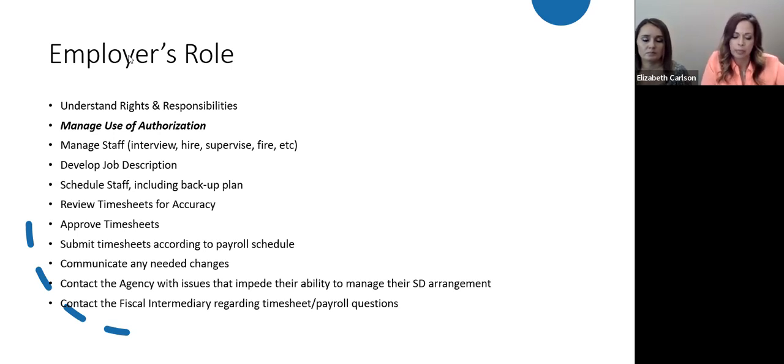So that monthly budget report is really important to monitor, to ensure that you're scheduling your staff appropriately, or if your needs are changing, that you reach out to your case manager and work with them to maybe adjust your authorization to meet changing circumstances. And so case managers should also be looking at that report as well and reaching out to families that might be over or underutilizing.